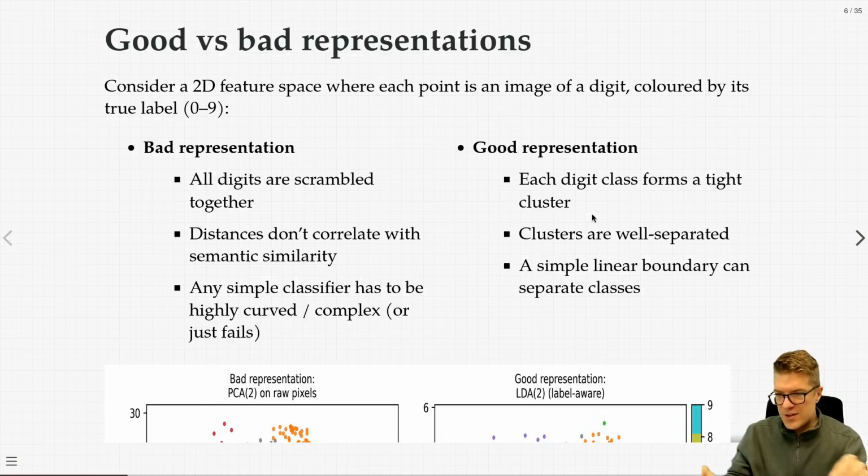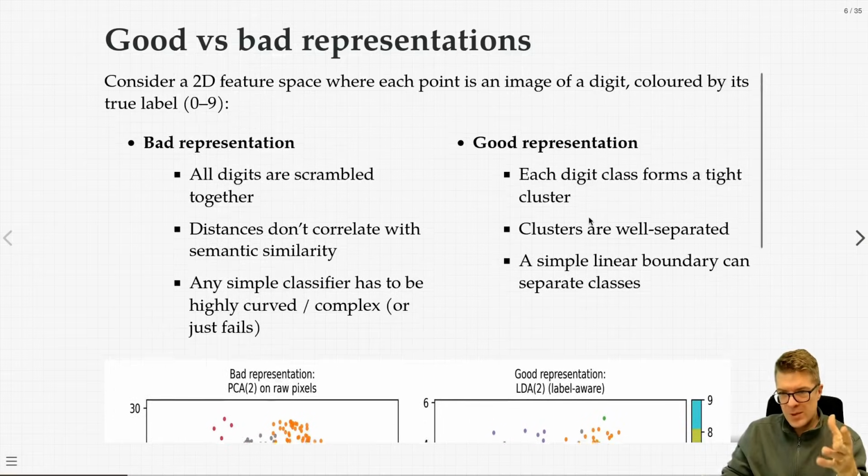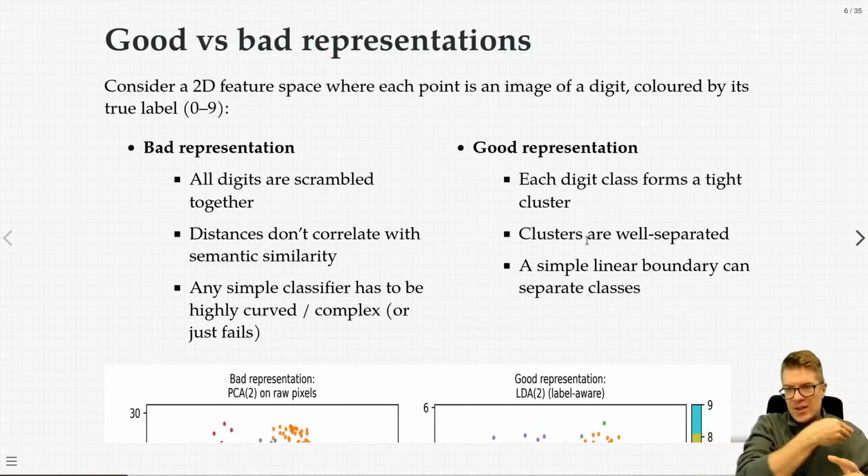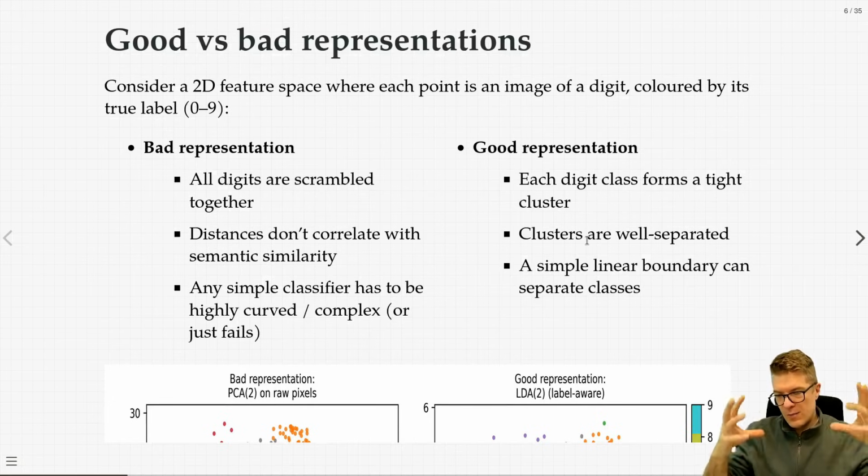Every cluster will be well separated from each other, so the distances between points carry meaning. A small distance indicates that these two data points are very similar. A large distance indicates that they're very dissimilar. And then ideally a simple linear boundary will be able to differentiate classes. So when we take this representation, slap a classifier on top of it, and train the whole thing possibly, or feed the whole thing into an inference engine, it'll be really straightforward for us.